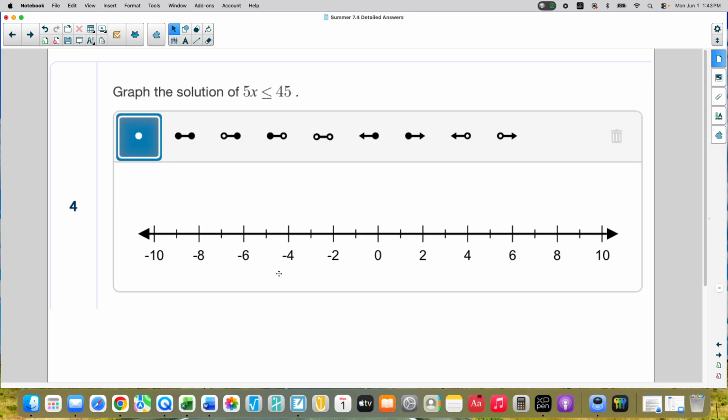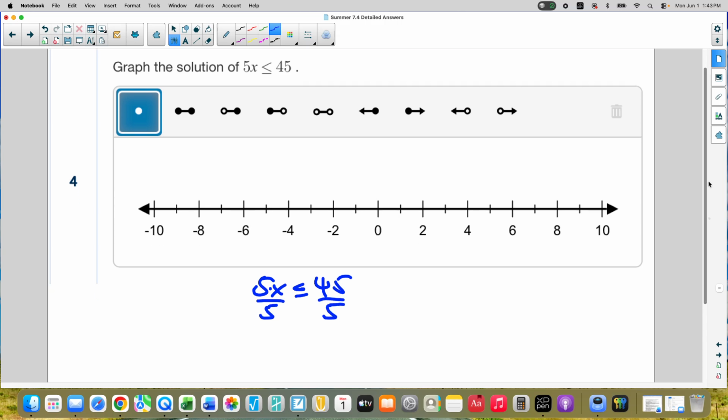All right, graph the solution. We have 5x is less than or equal to 45. What's happening to my variable? It's being multiplied by 5. The inverse of multiplying by 5 is dividing by 5. X is less than or equal to 9. Again, closed circle because it's equal to. Less than is going to go to the left. And I can see my graph. Everybody is very clear on which direction it's going to.